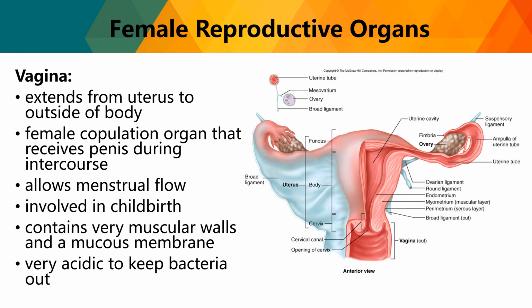So then again, we also have the vagina. This extends from the uterus to the outside of the body. And then this is the female copulatory organ that receives the penis during intercourse. So it also allows menstrual flow. It's also involved in childbirth. It contains very muscular walls and mucous membrane, and it is very acidic to keep the bacteria out. Okay?